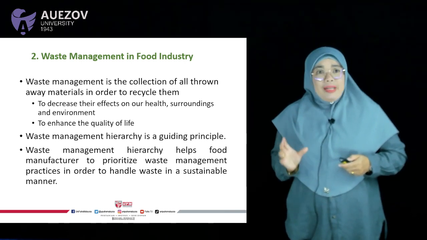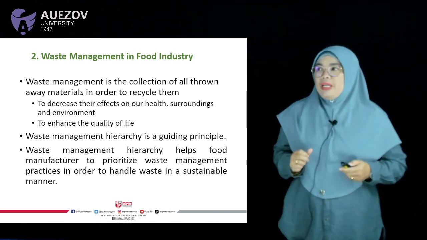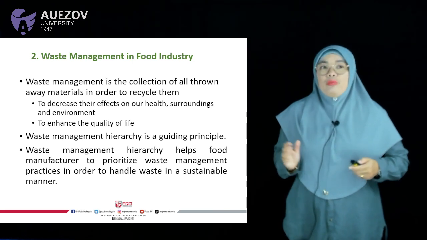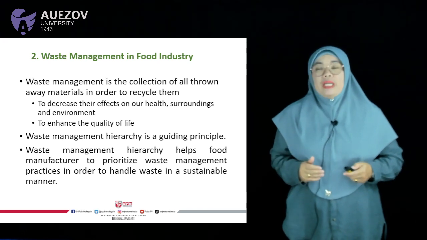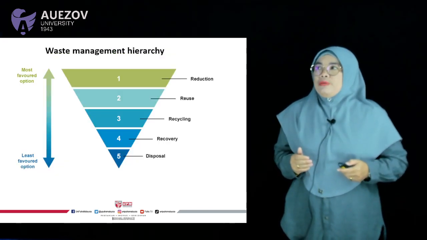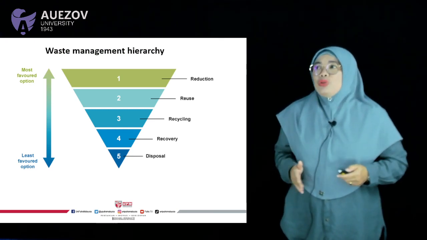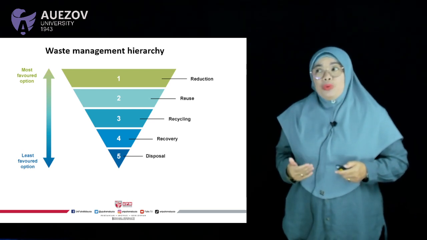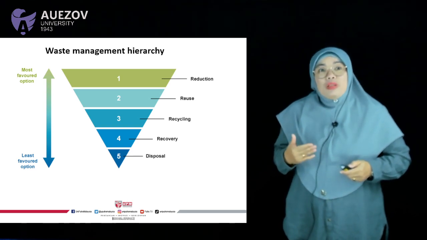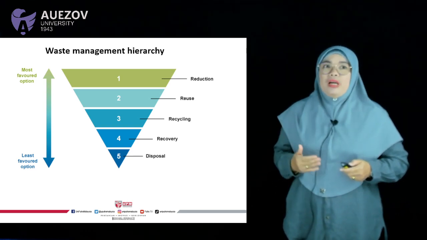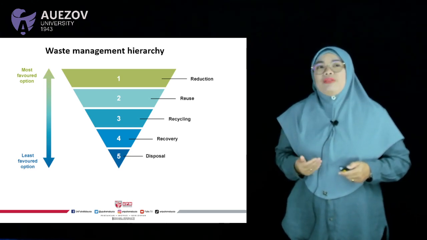So there are guiding principles that we can use, which we call the waste management hierarchy. This waste management hierarchy helps food manufacturers to prioritize waste management practice in order to handle waste in a sustainable manner. Right, so let's look at the hierarchy. The first one, the most favorable option, is reduction, then reuse, recycling, recovering, and the least favorable one is disposal. Try to avoid going to disposal, the lower option. Try our best to do the most favorable option, which is reduction.